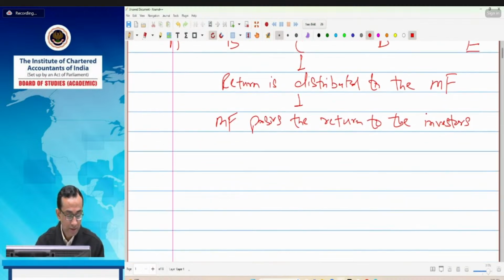Now, let us take a practical example to understand this. Say this example of the same ABC mutual fund.